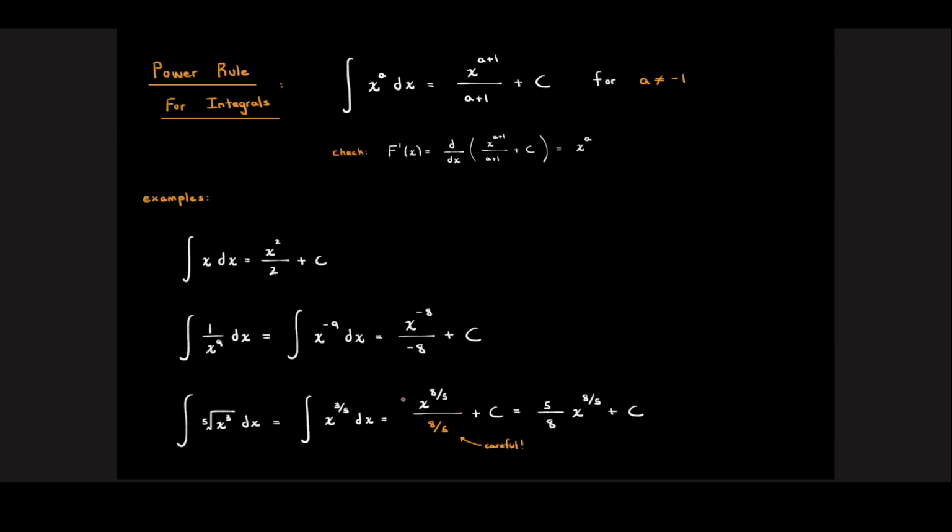And now you have to divide by this new fraction. And please be careful. Don't put 8 over 5 like that. That's incorrect. You have to divide by this new fraction, 8 over 5. And dividing by a fraction means multiplying by the flip. So you would actually get 5 over 8 as the coefficient over here, times x to the 8 over 5, plus C to represent the most general antiderivative.